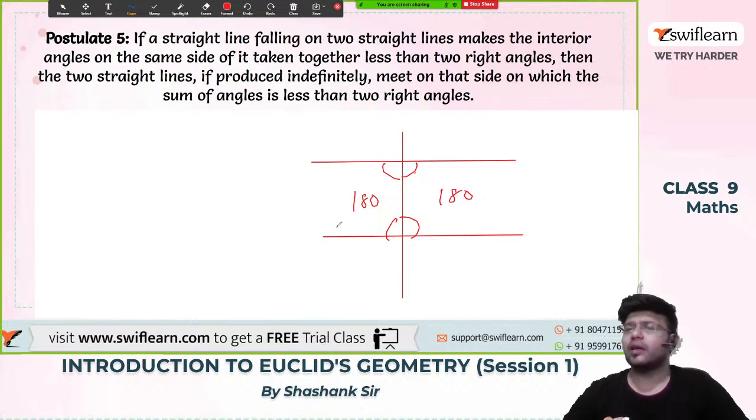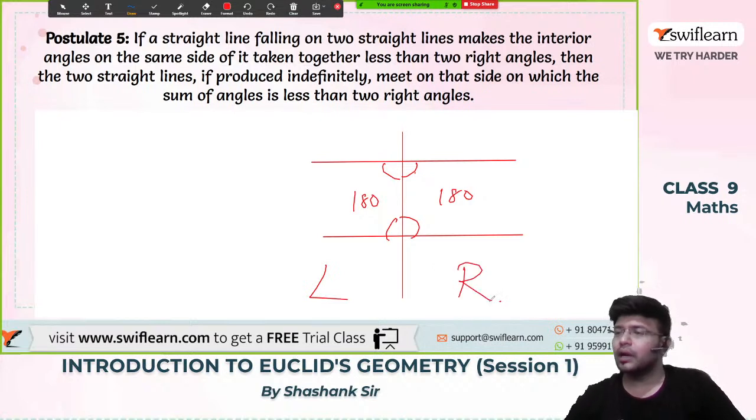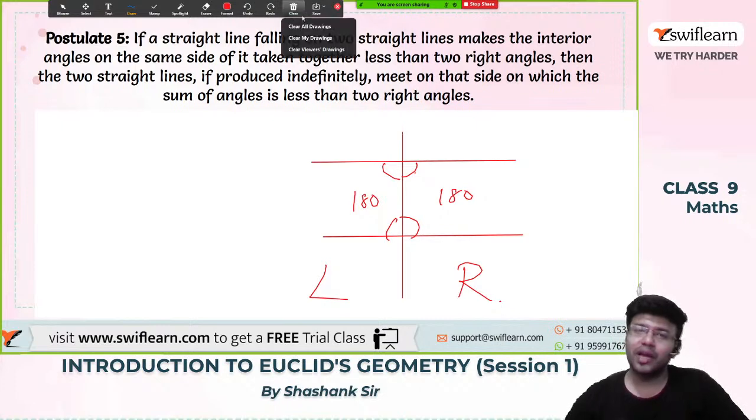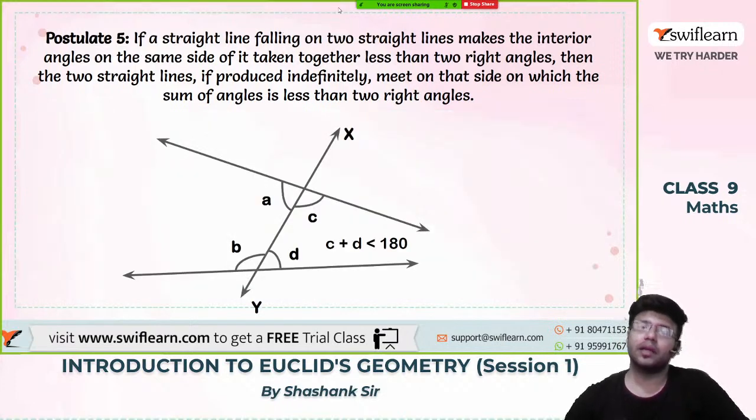So where are these two lines going to meet? Are they going to meet on the left side or the right side? Because they are parallel, they are not going to meet at all. Because they are parallel and the angles are exactly equal to 180, they are not going to meet.